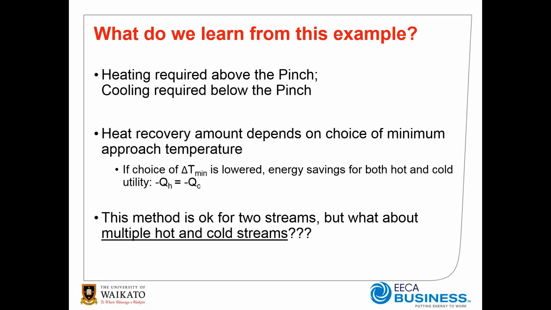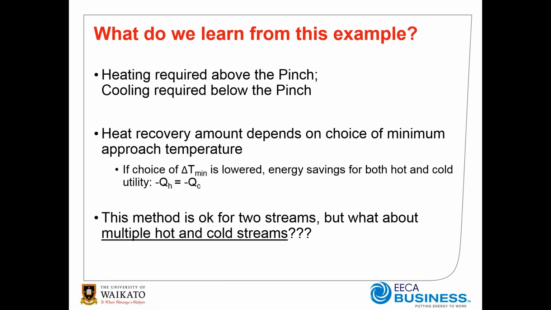So what can we learn from this simple example? Well, first of all, we identified a pinch, which is the point of the minimum approach temperature. Above this point, we only used hot utility and the heat recovery, and below that point we used cooling. And what we find is a general rule of thumb is that we should only use hot utility above a pinch and only cold utility below a pinch. And we'll apply it to a more complex example in just a second.